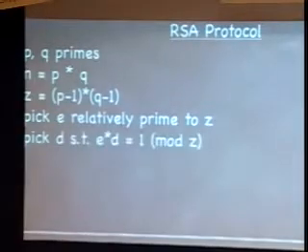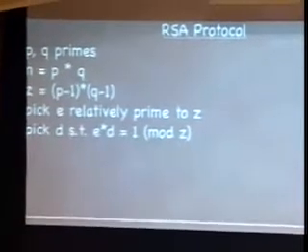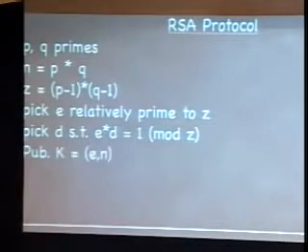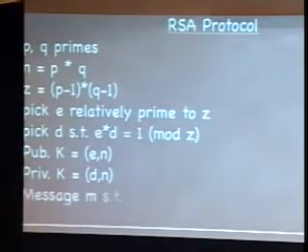And we pick a number d such that e times d, modulo z, is equal to 1. So if you take e times d and you take the modulus with z, the value should be 1, okay? So if you pick a set of numbers that satisfy this property, then we can define the public key to be e comma n and the private key to be d comma n, okay? And these numbers have this magic property.